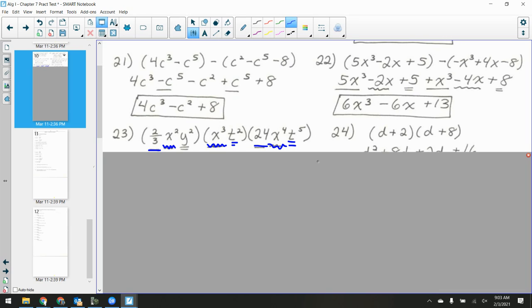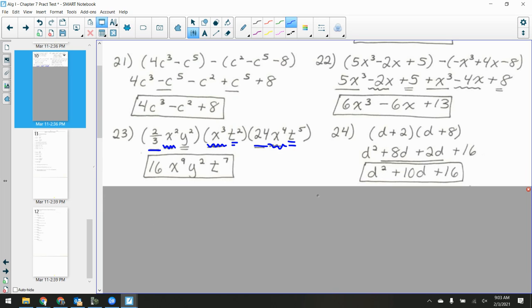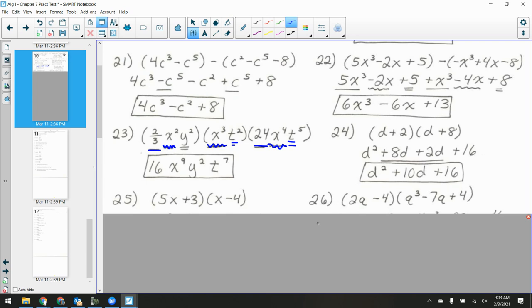Number 24. Muffin, you didn't do your homework, did you? No. You did? Oh, okay. What's 24? D to the second plus 10d plus 16. Let's go. D to the second plus 10d plus 16. Very good. Questions about 23 or 24? Again, that was the distributive property, the FOIL method. Let's take a look at 25.